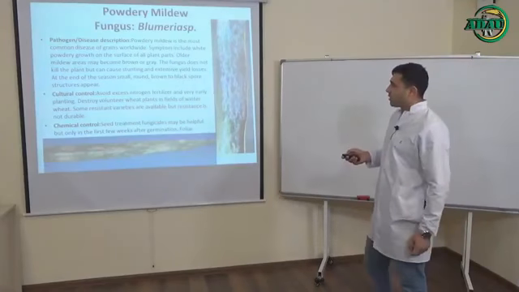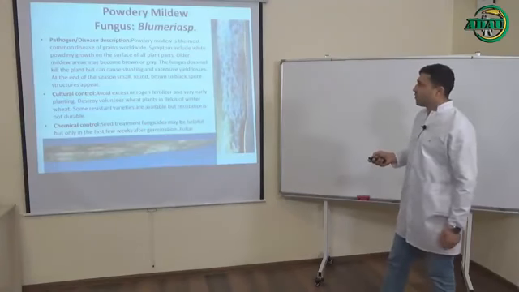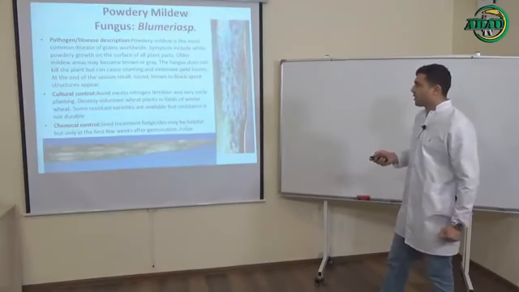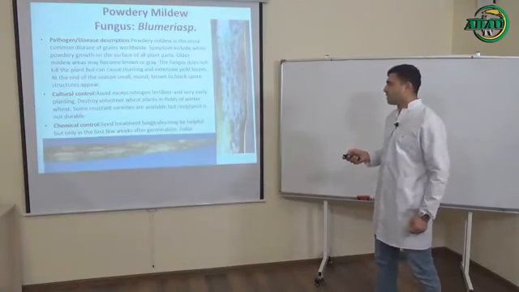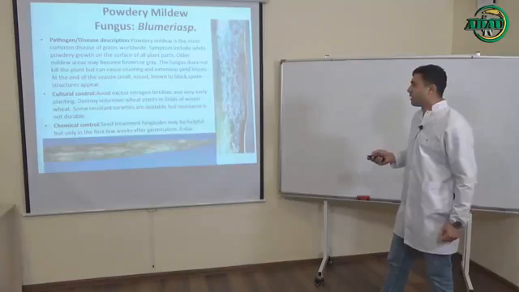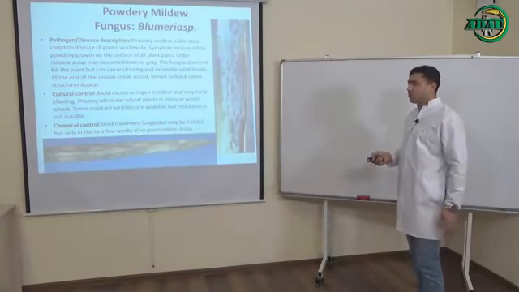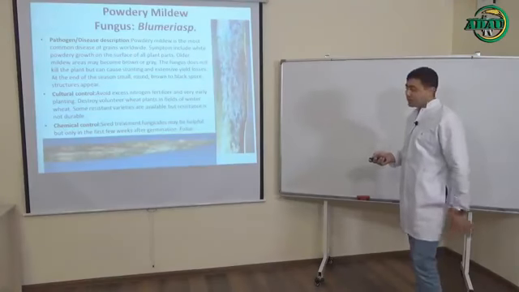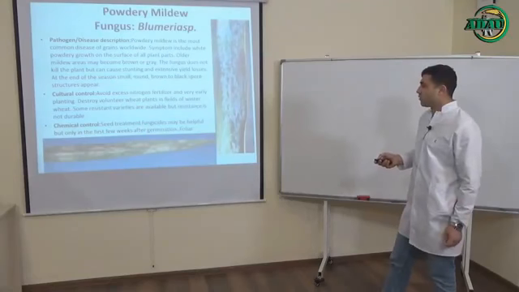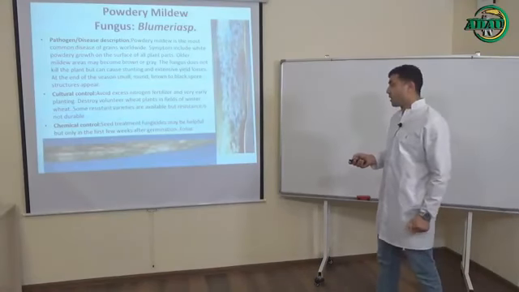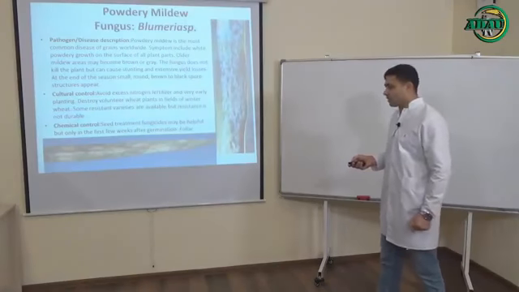Here is cultural control. Avoid excessive nitrogen fertilizer and very early planting. Destroy volunteer wheat plants in your fields, and of course winter wheat. Some resistant varieties are available, but resistance is not durable. You can also use chemicals for control of diseases, and seed treatment. You can also use fungicide, and it is helpful, but only in the first few weeks after germination.